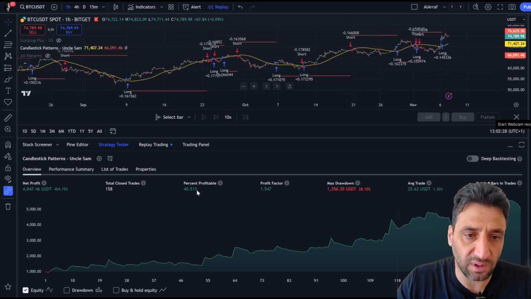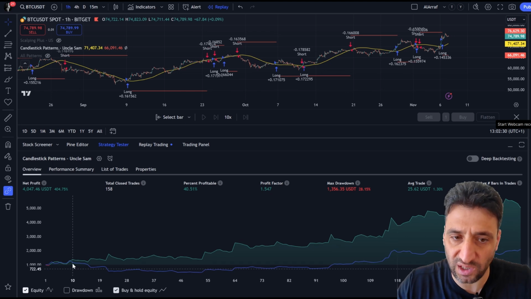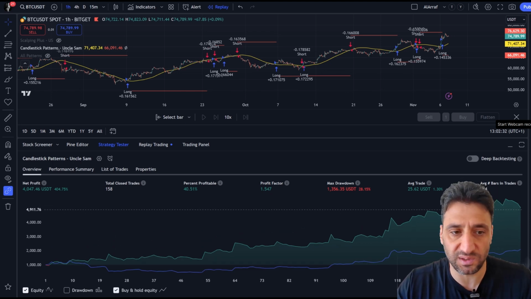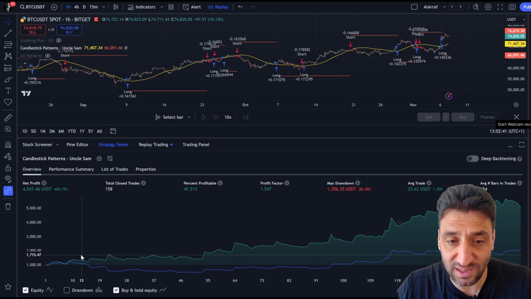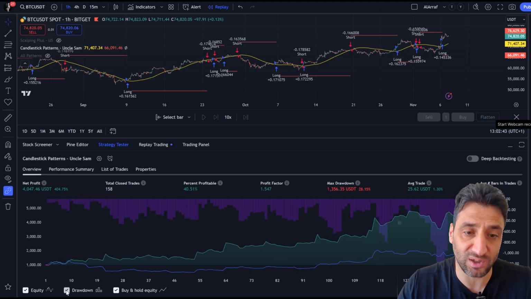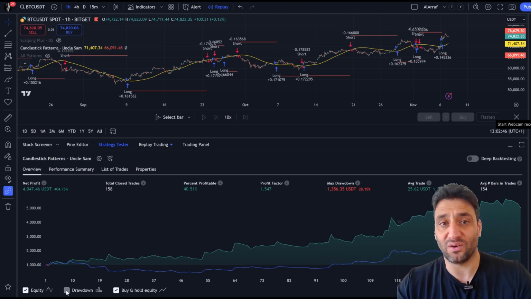Looking at the equity curve, it's important to understand how a strategy handles both winning and losing trades. This one seems pretty resilient with a smooth equity curve and manageable drawdowns. This is a good sign of a robust strategy.